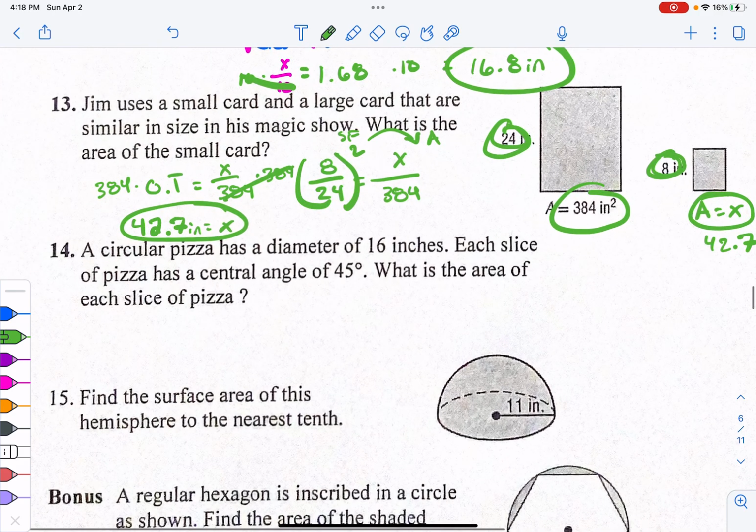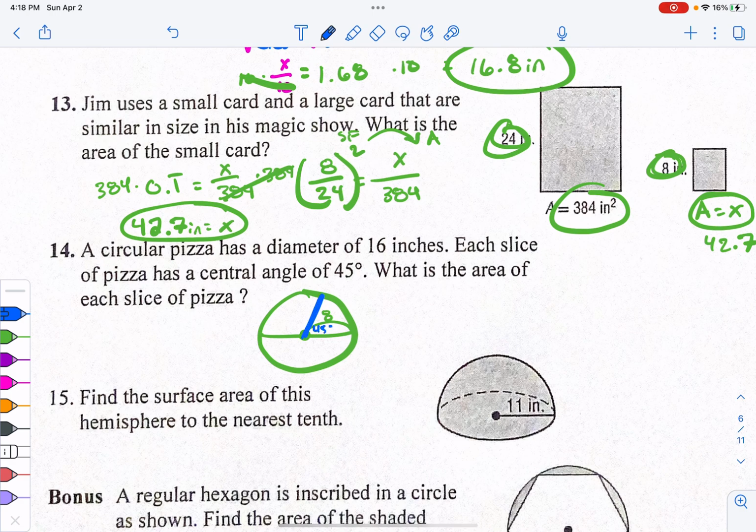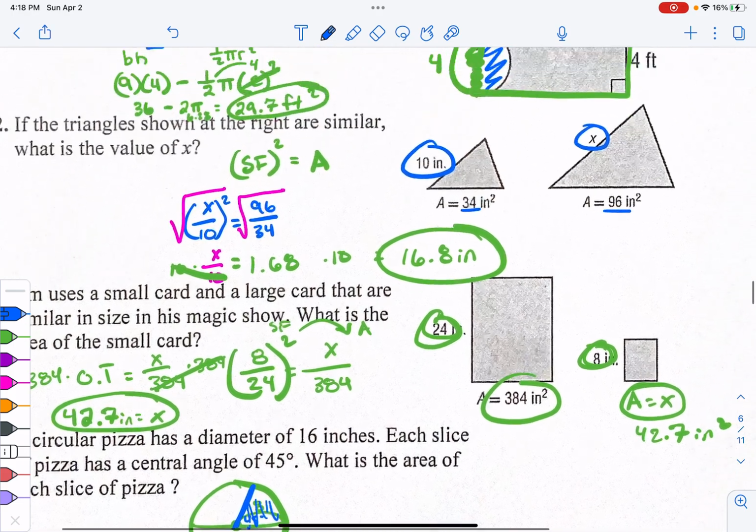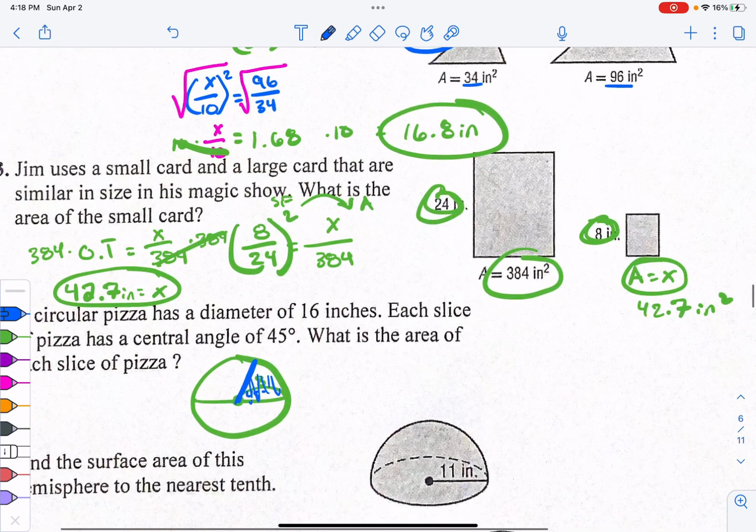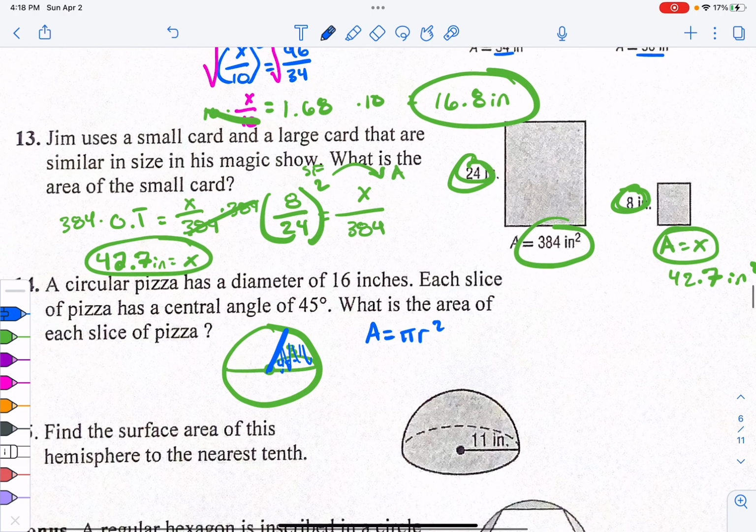A circular pizza has a diameter of 16, which means the radius here is 8. Each slice of pizza has a central angle of 45 degrees. What is the area of each slice? So I'm trying to find the area, and this is exactly the same as what we did up here for this chunk. To find the entire area, it's pi r squared. And we know the radius is 8. So pi times 8 squared, or 64 pi.